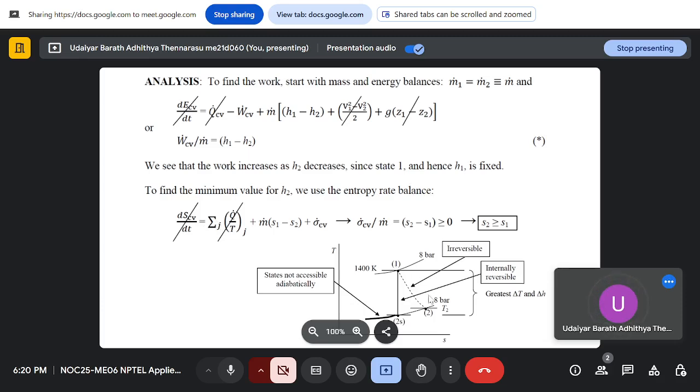When we apply the second law, dS_CV/dt is the summation of Q/T, the heat transfer, plus m dot (S1 minus S2) plus the rate of entropy generated. There is no heat interaction, so that will be 0, and dS_CV/dt is 0 because of the steady flow equation. So your entropy generated should be greater than 0, which implies that S2 minus S1 should be greater than 0.